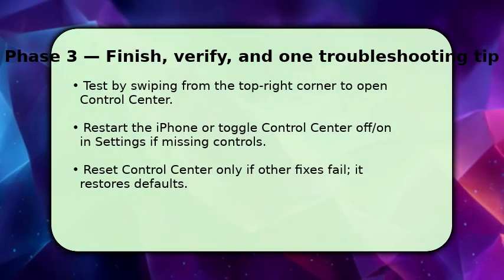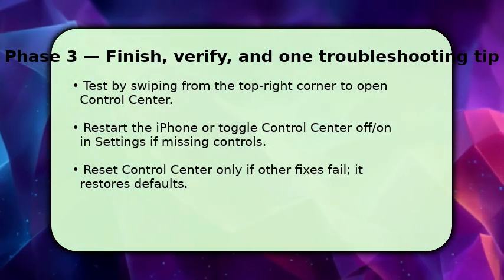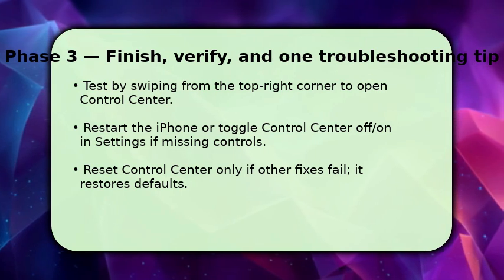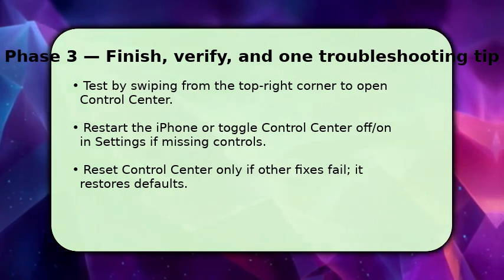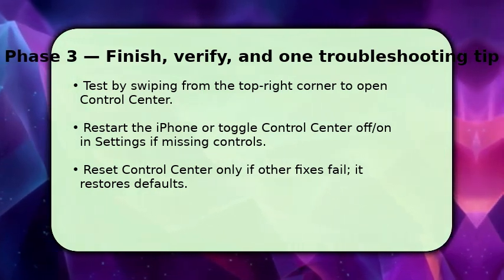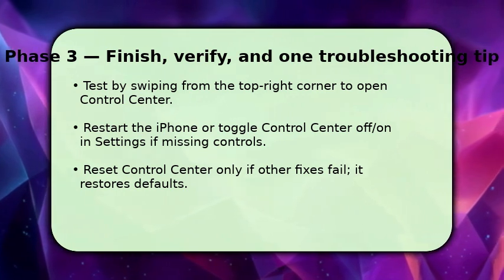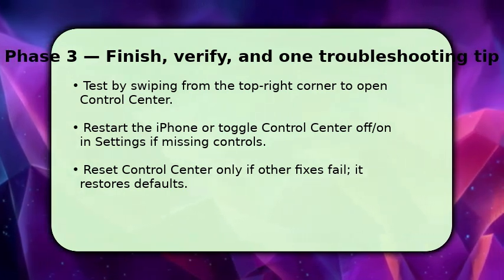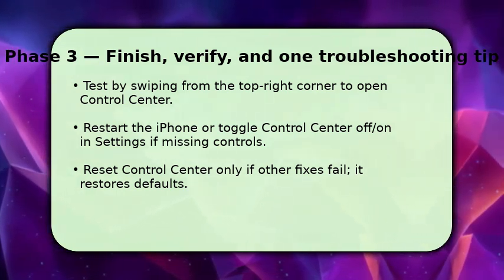Finish by testing. Swipe down from the top right corner to open Control Center and verify order and added controls behave as expected. If a control doesn't appear, toggle access within apps or the specific control off and on in Settings, and then restart your iPhone.